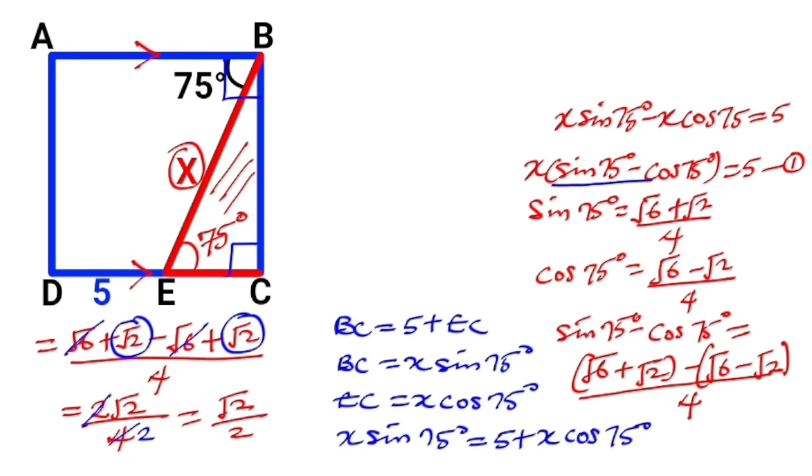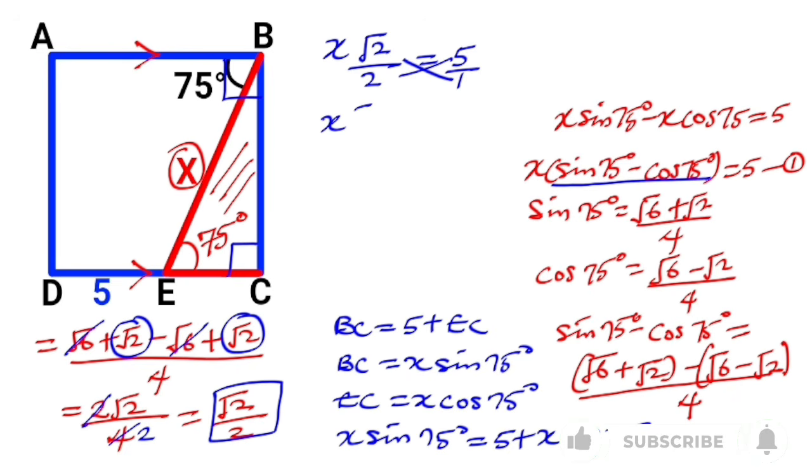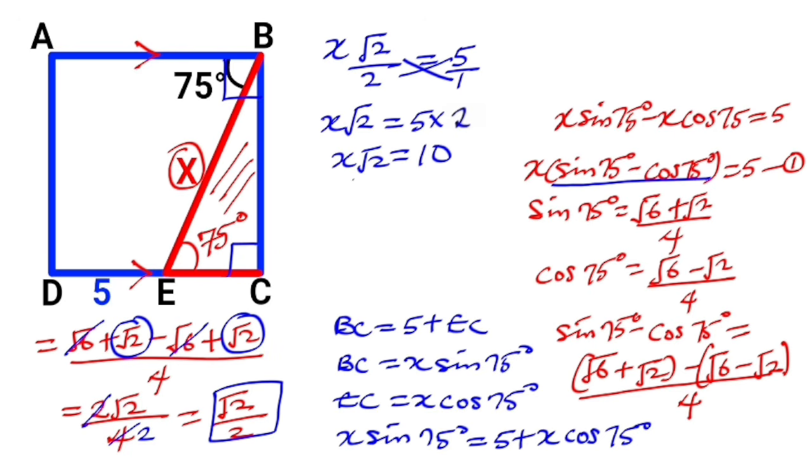Going further, let's substitute the sine of 75 degrees minus the cosine of 75 degrees with the square root of 2 divided by 2 in equation 1. Doing this will give us x times the square root of 2 divided by 2 is equal to 5. By cross multiplication, x times the square root of 2 is equal to 5 times 2. 5 times 2 is 10. So, x times the square root of 2 is equal to 10.